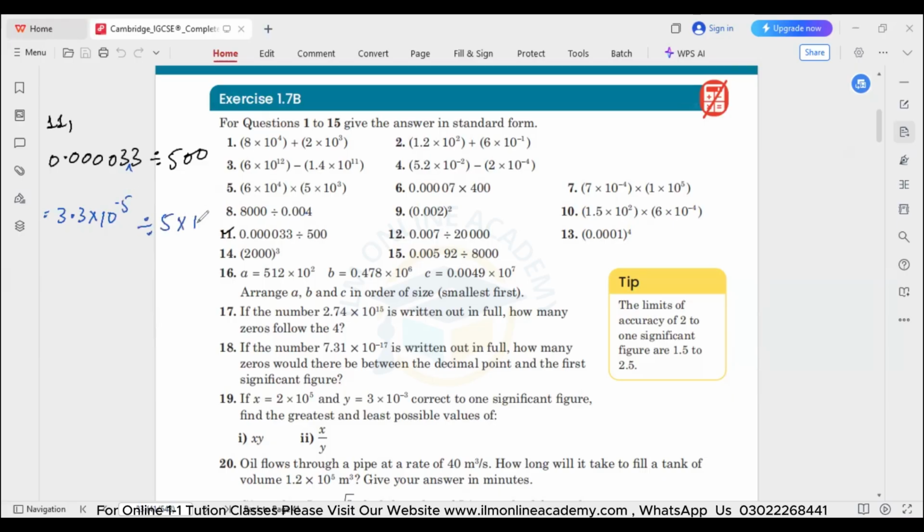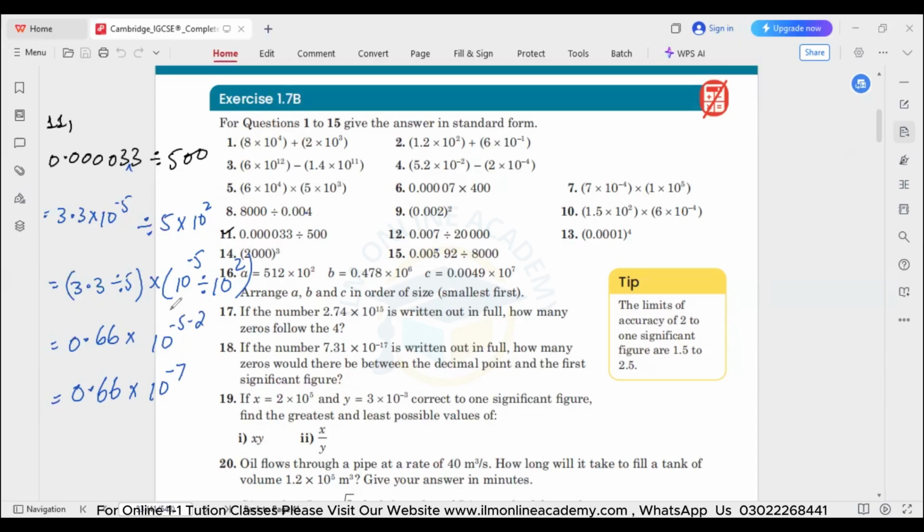For the other number, we will have 5 times 10 raised to the power 2. So the numbers we need to divide separately, like 3.3 divided by 5. Along with this, we need to divide the powers of 10; this is basically positive 2. First of all, 3.3 you need to divide by 5 and it comes to 0.66. And as we need to subtract the powers, I will apply a negative sign with the 2 as well. So this will be -5, -2 will be -7.